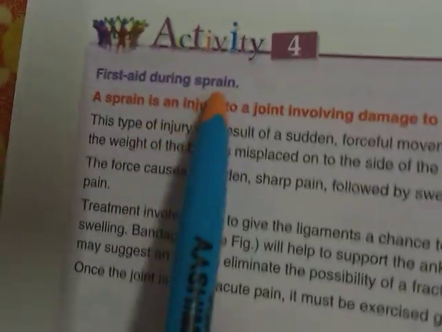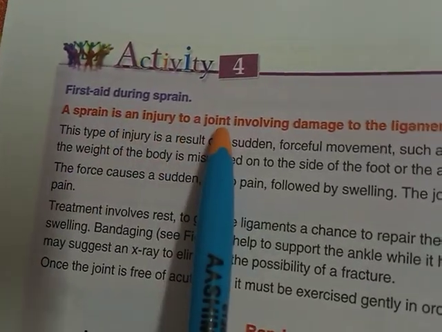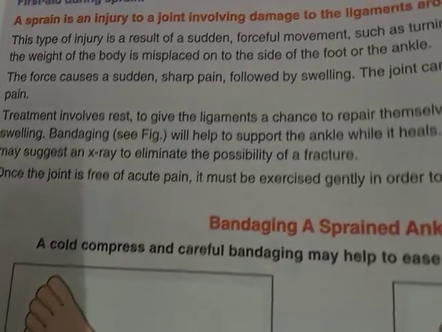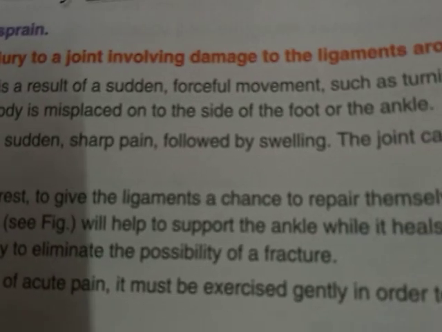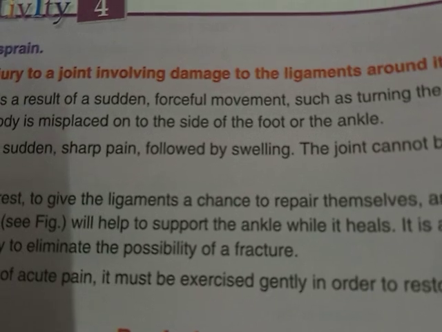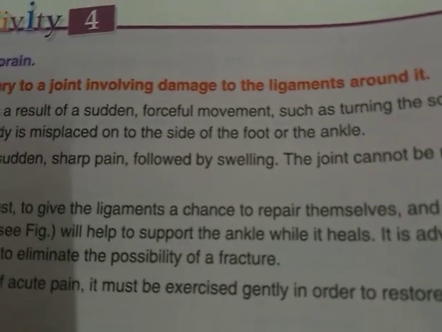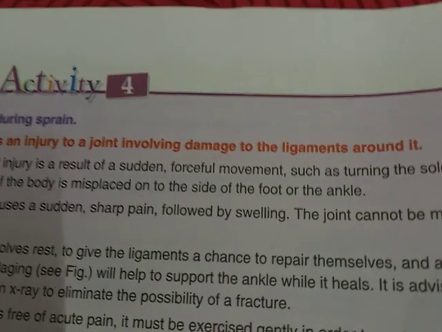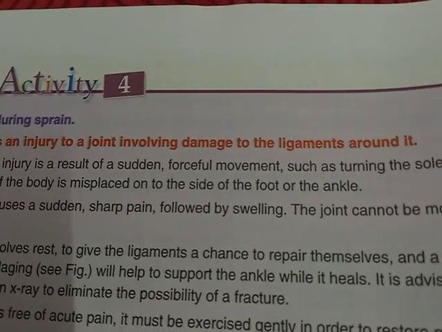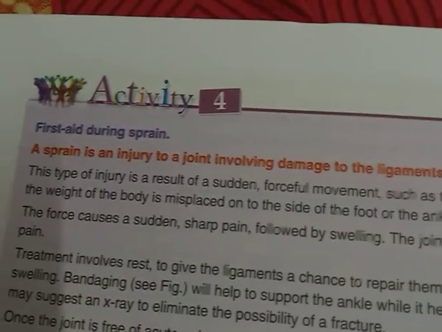Now, first aid during a sprain. A sprain is an injury to a joint involving damage to the ligaments around it. See, at joints, two bones are joined together with the help of ligaments. So in a sprain, the joint is injured and the ligaments around it are also injured. That is known as a sprain.